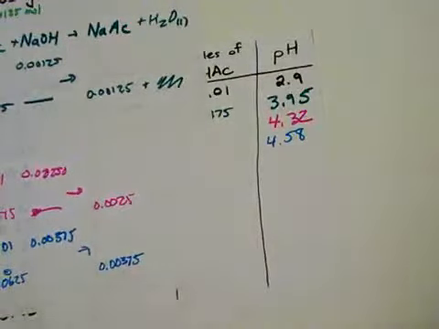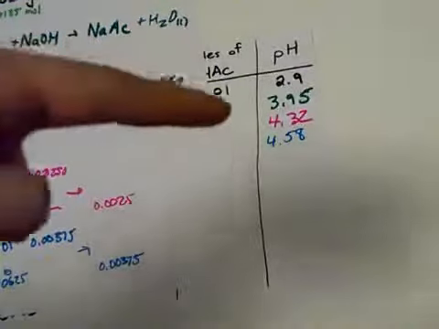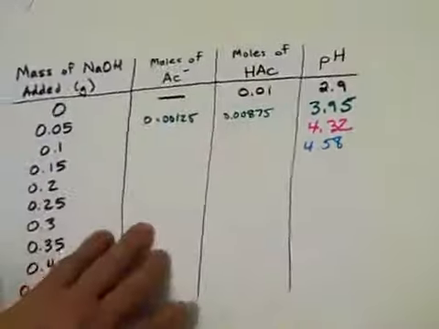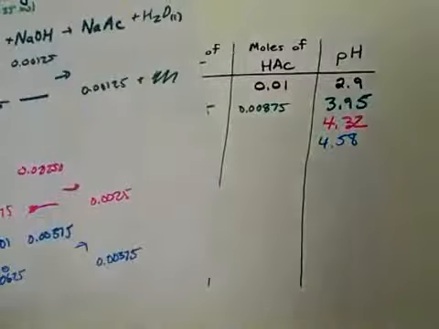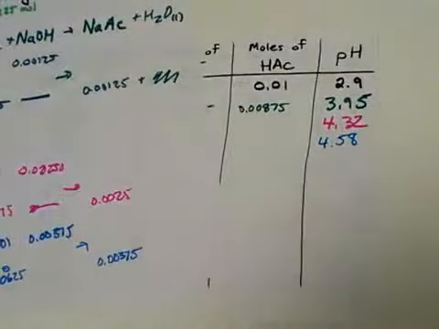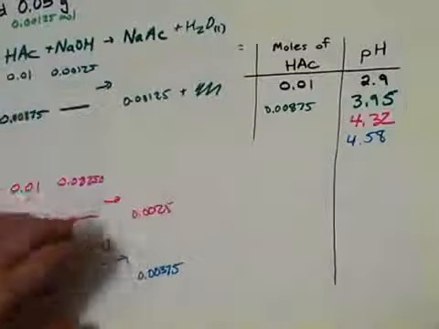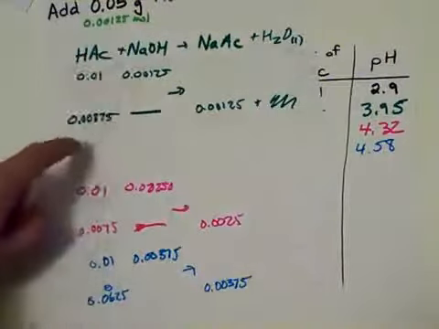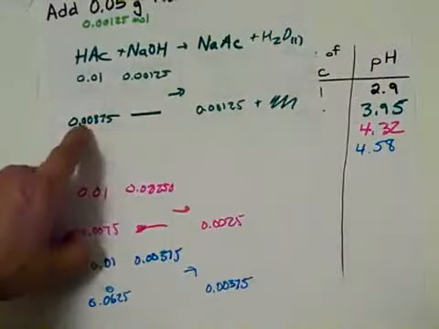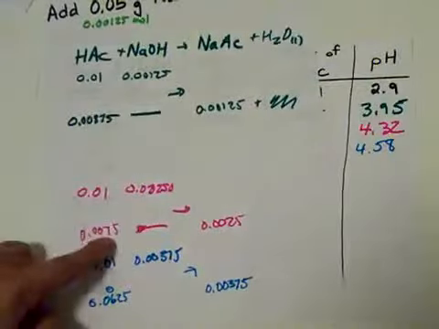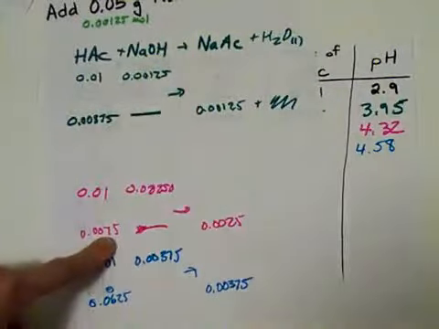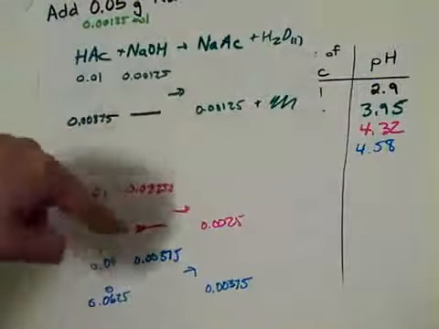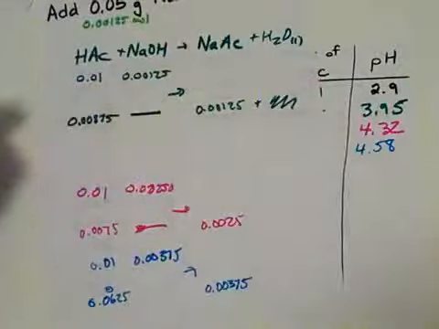How is this happening? I'll tell you how it's happening. The buffer is resisting changes to pH even though we're adding the same number of NaOH molecules at the same time. Now what you'll notice is that as we're doing these calculations, we're adding the same amount of NaOH each time. We started off with 0.01 HAc. I notched it down by 0.00125, notched it down again by 0.00125, and again by 0.00125. So you just keep doing that, and you end up with different pHs.